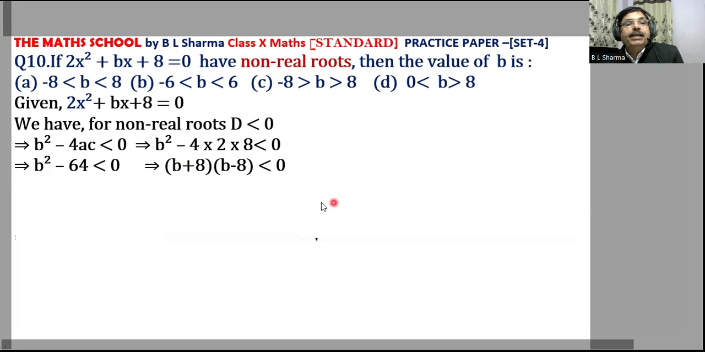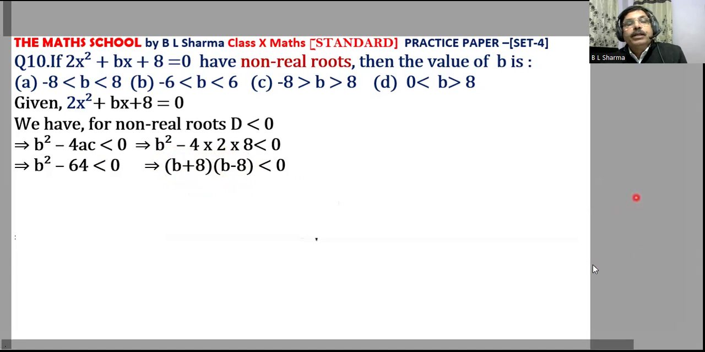In such questions, first put each factor equal to 0. Put b plus 8 is equal to 0, so b is minus 8. Put b minus 8 is equal to 0, then b will be 8. We found two values by putting both factors equal to 0. One value is b equal to minus 8 and the other value is b equal to plus 8.